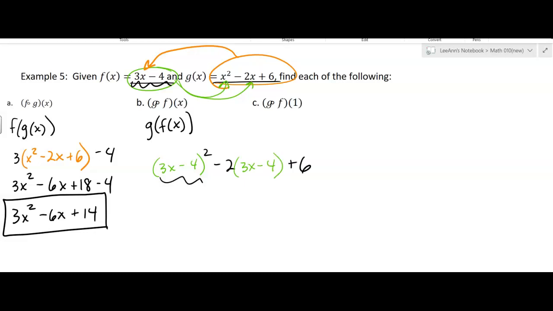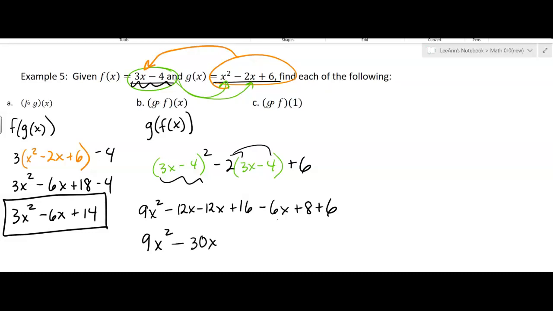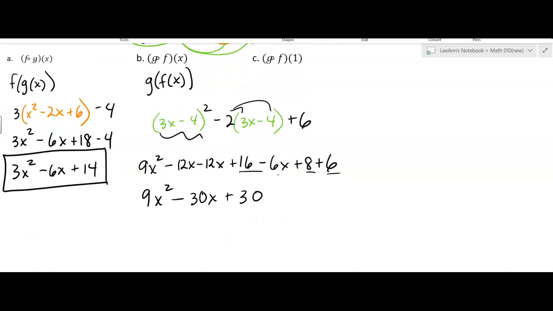Okay, now I have to square this binomial. So when you square the binomial, 9x squared minus 12x minus 12x plus 16 minus, and then I'm going to have to distribute here, minus 6x plus 8 plus 6, really long. 9x squared minus, let's see, I've got 24 and 6, minus 30x plus 30. Okay, I think that's right. 16 and 8 would be 24, and then another 6. Okay, that looks right to me. And then that would be part B.